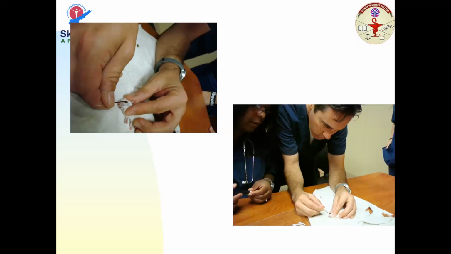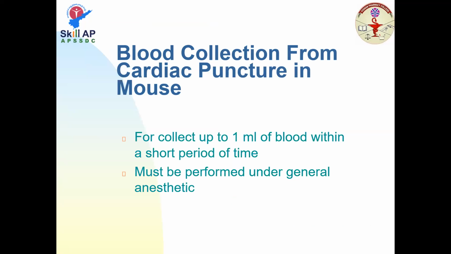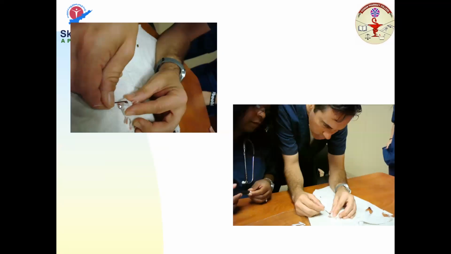n number of times. Blood collection from cardiac puncture in mouse. Blood collection, as the heart contains sufficient blood. In this procedure, unlike retroorbital, where after collecting blood we can leave the animal in a living condition, if we are collecting blood from the heart, we have to collect only in the last stages, before sacrificing the animals. At that situation, we collect blood from the heart.